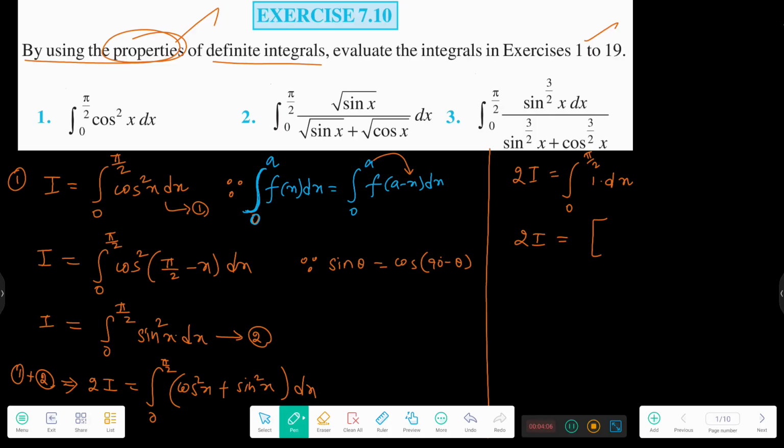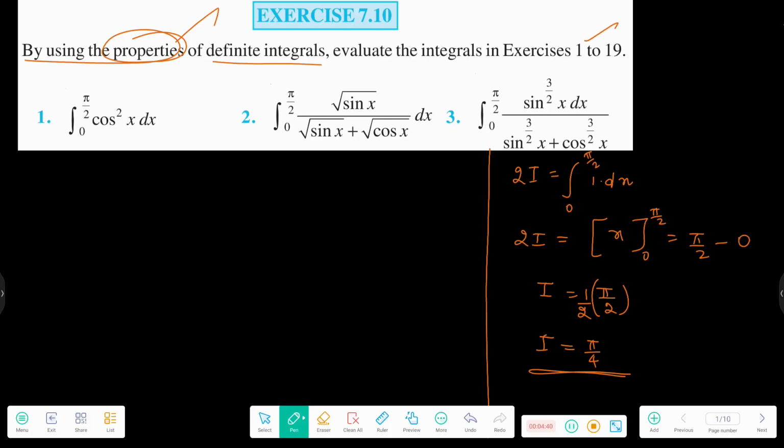So the integral value is x with limit 0 to pi by 2. First the upper limit pi by 2 minus the lower limit. If I want the I value, so I value is pi by 2. That multiplied, when you send 2 to the opposite side and divide, means I is equal to pi divided by 4. Have you understood?